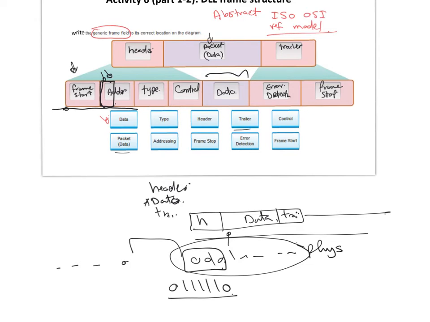Type. What is the type, and why do we need that type field? Can anyone explain the functionality of this type field and what it's used for?